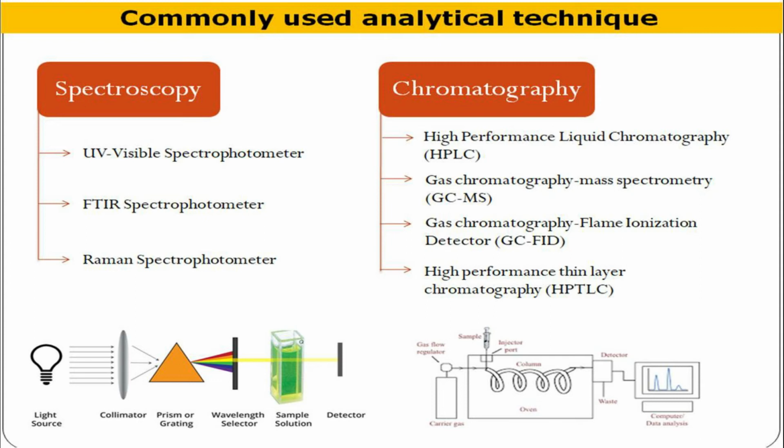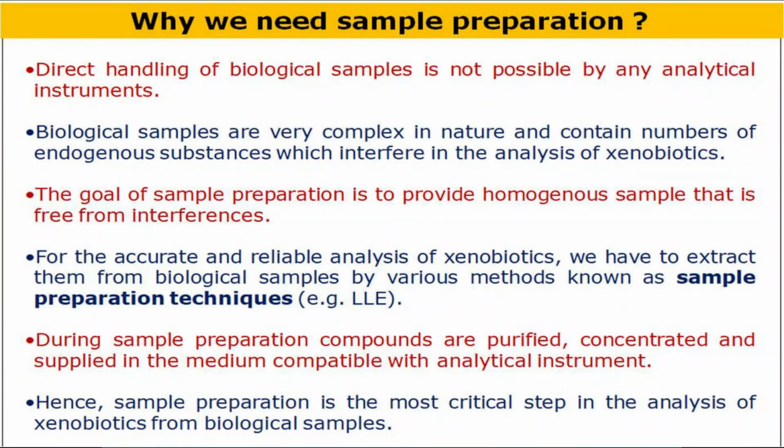Chromatography is able to simultaneously separate, identify and quantify your compounds. Even if your extract contains 10, 15 or more than 100 compounds along with your target analyte, chromatography will be able to simultaneously identify and quantify your target analytes. Most biological samples are very complex in nature, containing many endogenous compounds like proteins, lipids, vitamins, hormones, and they interfere with your target analyte. Target analyte means xenobiotics. So it is not possible to analyze those samples directly by any analytical instrument.